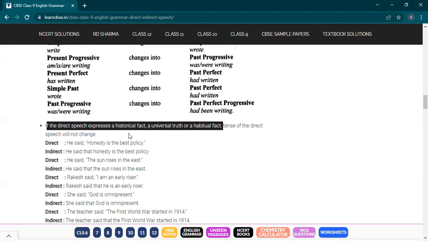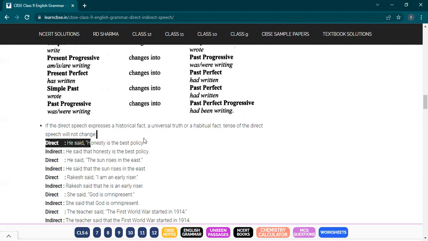Fine, that is one habit. So in that case, the tense of the direct speech will not change. आपको जो अंदर tense जो change करना होता है, फिर वो नहीं करना पड़ेगा. In case such things will be there: He said honesty is the best policy. He said that honesty is the best policy. No need of change of the tense.